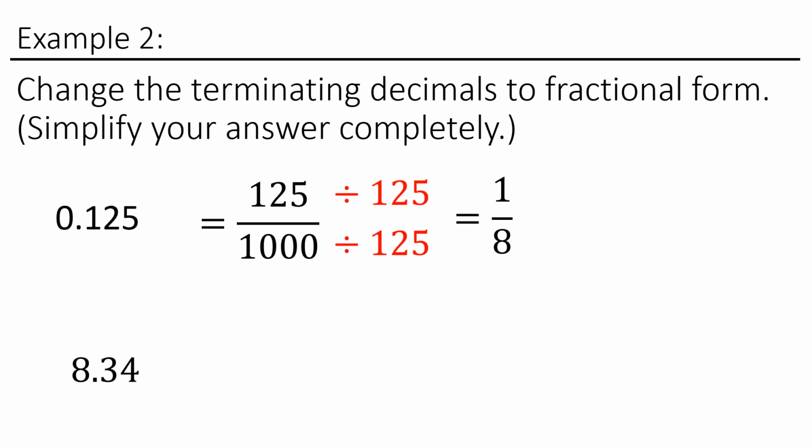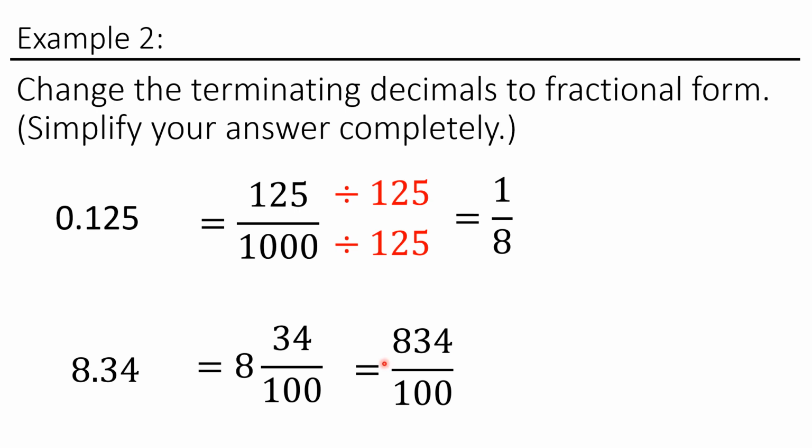8.34. Now 8.34, I'm going to rewrite that first as 8 and 34 over 100. Now, if you remember writing mixed fractions, I'm now going to write this as an improper fraction. The way that we do that is 100 times 8 plus 34, and that gives me 834 over 100.